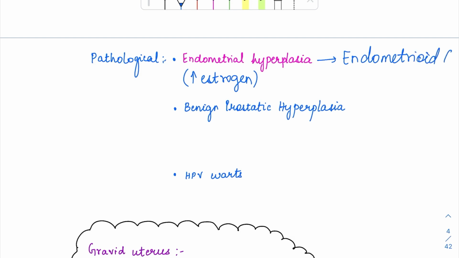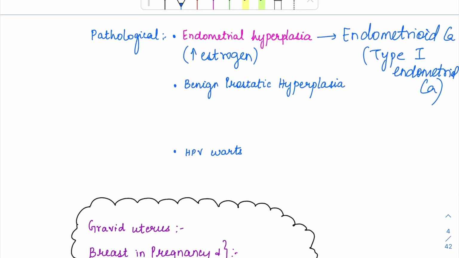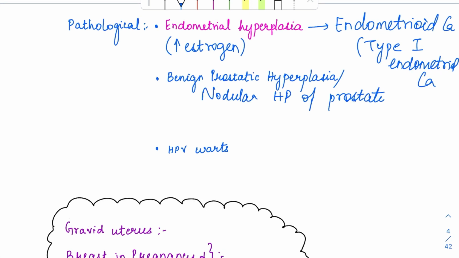Endometrioid cancer is going to be type 1 endometrial cancer. In endometrial cancers, we have two types, type 1 and type 2. The best example of type 1 will be endometrioid cancer, which is going to result from the preneoplastic condition, which is endometrial hyperplasia. The next example will be benign prostatic hyperplasia. Benign prostatic hyperplasia is also called nodular hyperplasia of the prostate. So it is not a preneoplastic condition. Endometrial hyperplasia is a preneoplastic condition. So if you don't remove this estrogen, it is going to become cancer.